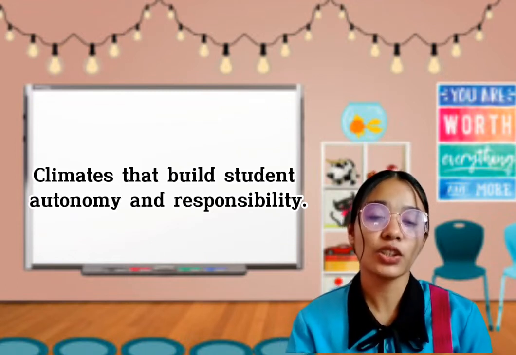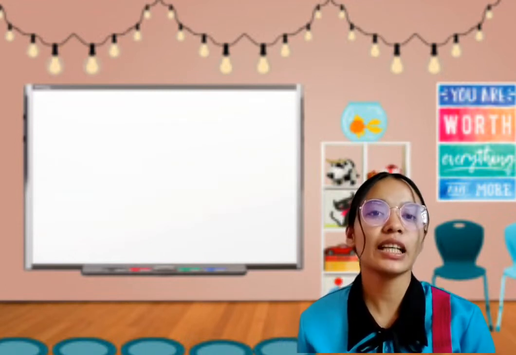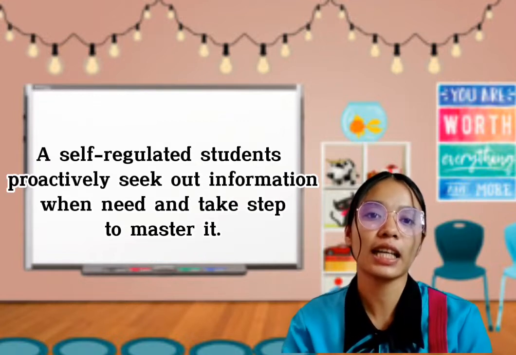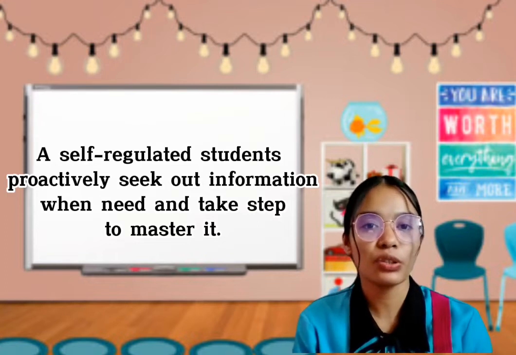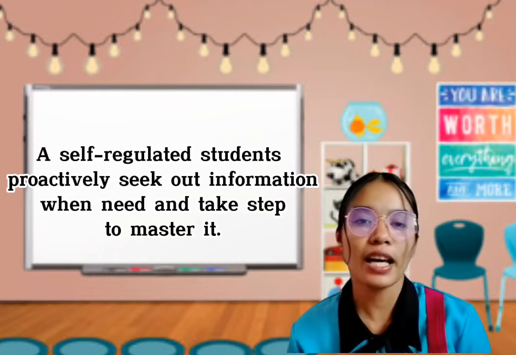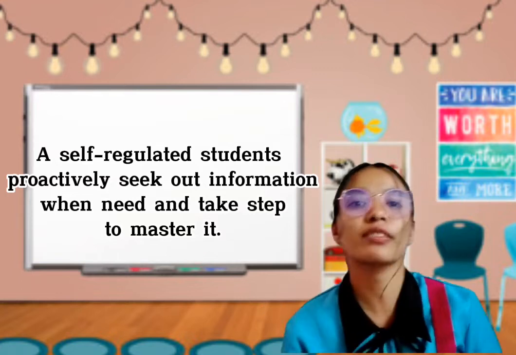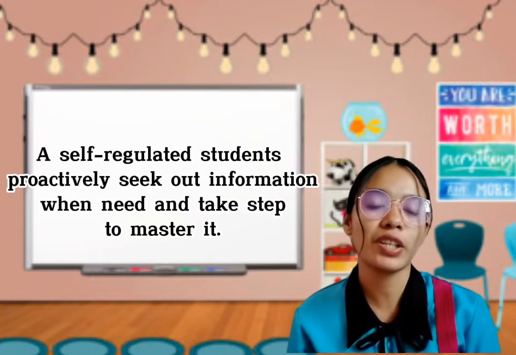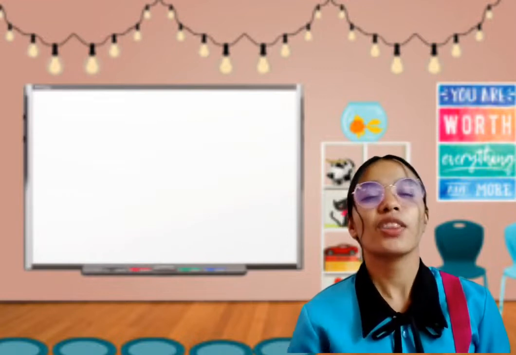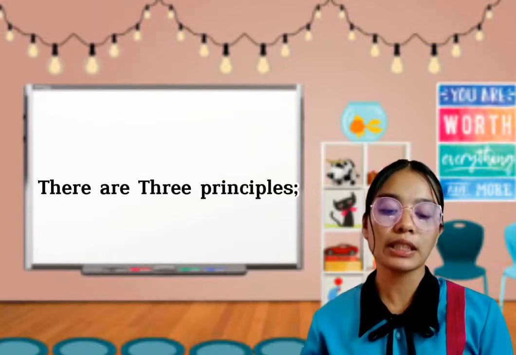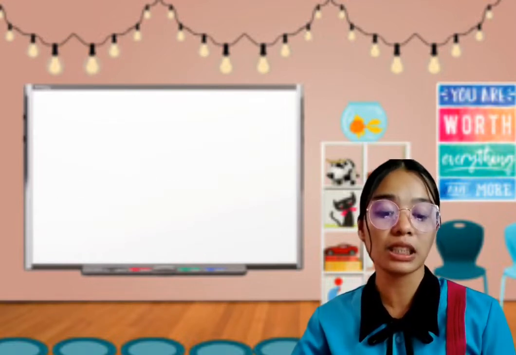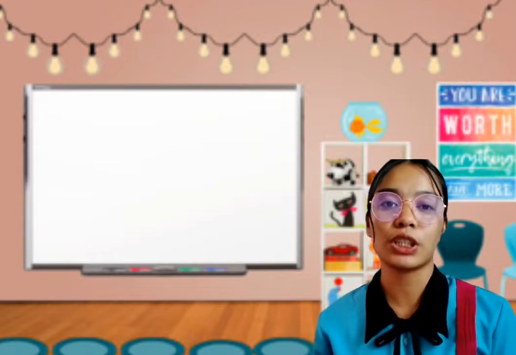Climates that build student autonomy and responsibility. A self-regulated student proactively seeks out information when needed and takes steps to master it. So in this climate change, it allows students to be more active in seeking information, to be in the right position, the right condition, to have information and take steps to master things. There are three principles to create conditions that motivate students to begin accepting responsibility for the various aspects of their learning.